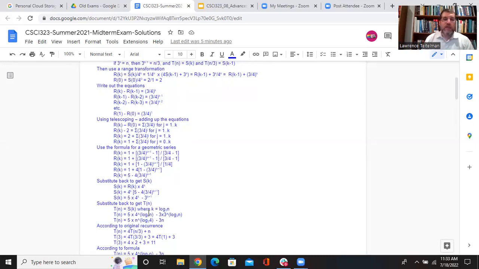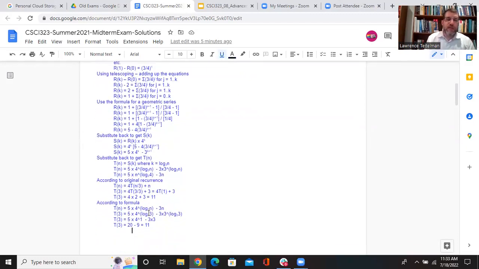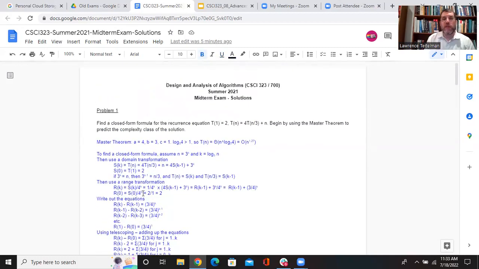And I get that. Okay, what's really cool about this is I've got all these logs going on, but all my numbers are always going to be integers. So if I test, right? Generally speaking, you want to test this. So I plug in 3, and I use my original recurrence. I plug in 3 there, and I get 4 times T of 3 over 3 plus n. Well, T of 3 over 3 is 2, times 4 is 8, plus 3 is 11.